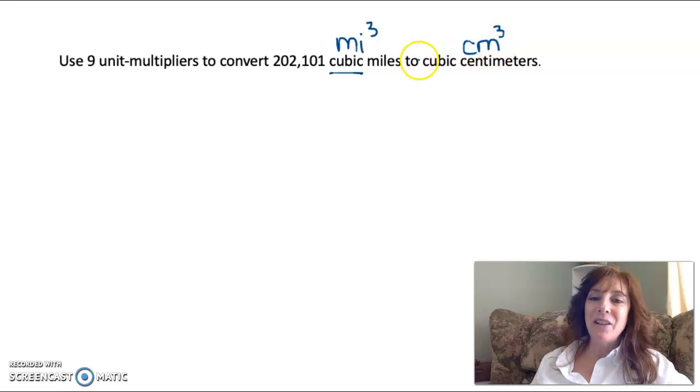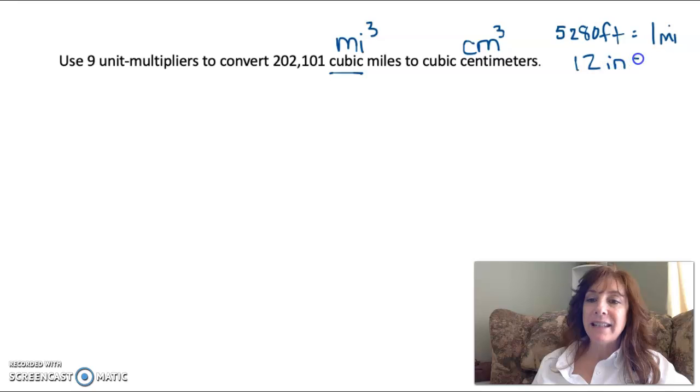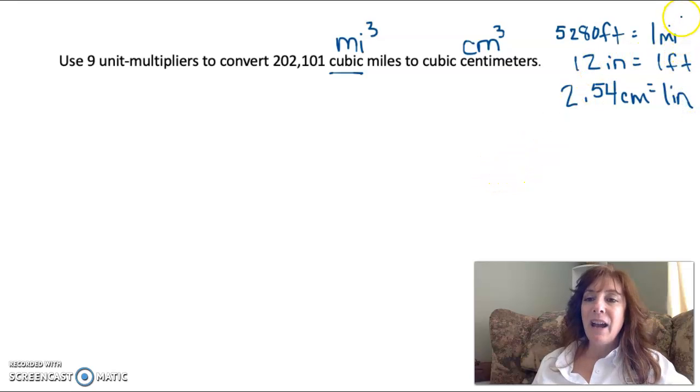Miles and centimeters don't directly convert, but I know that 5280 feet is in 1 mile, right? And I know that 12 inches is in 1 foot. And I know that 2.54 centimeters is in 1 inch. So I can go from miles to centimeters in a chain reaction, sort of. It's going to take a couple of conversions.